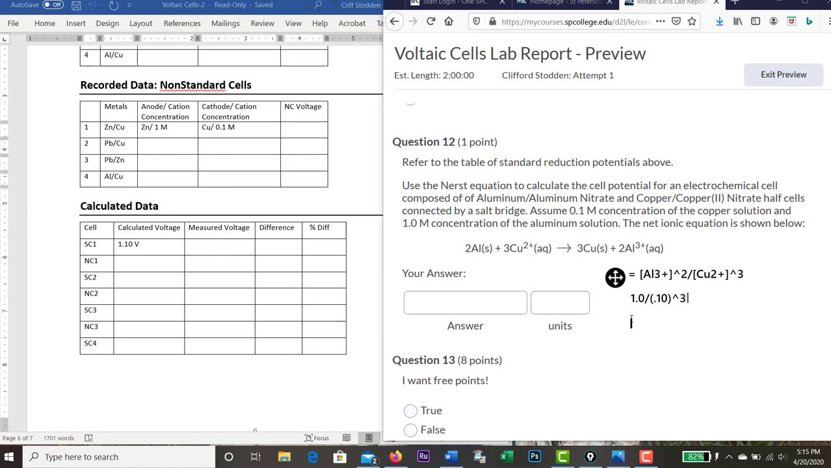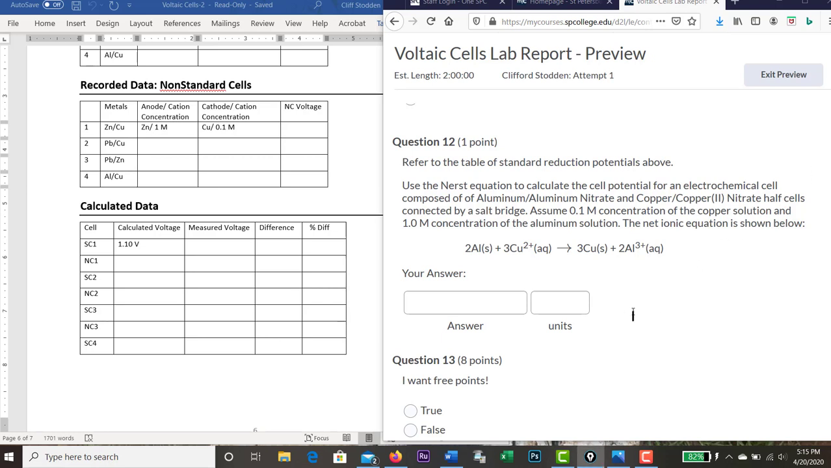Okay, so that's going to be equal to 1 divided by 0.1 cubed, which is 0.001, which actually then gives you a value for Q of 1,000. Okay, so this time the Q is 1,000. You're going to be taking the natural log of 1,000 in the Nernst equation expression that has Q in it.